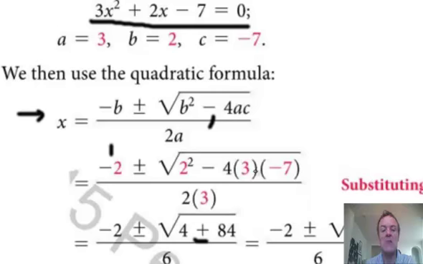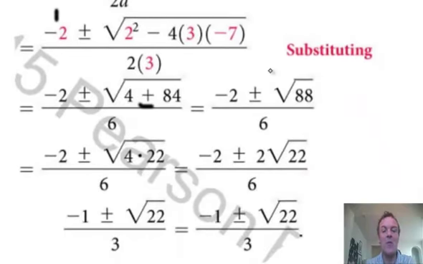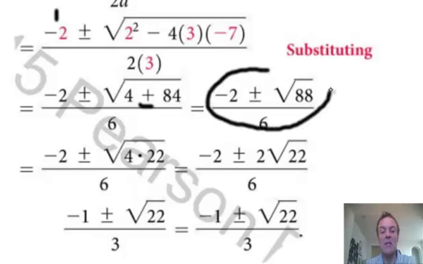Okay, so look at it. Negative 4 times 3 times negative 7. So again, watch the signs. 4 and 84 is 88, so we end up with this once I put all the numbers into the formula. Okay? Right, now then, we need to simplify from here.